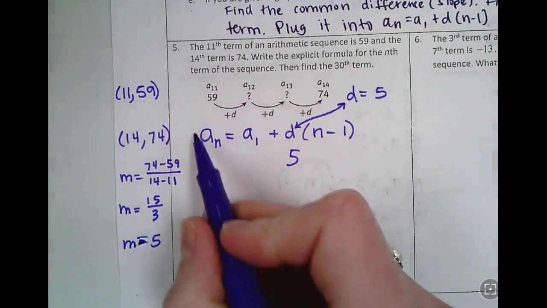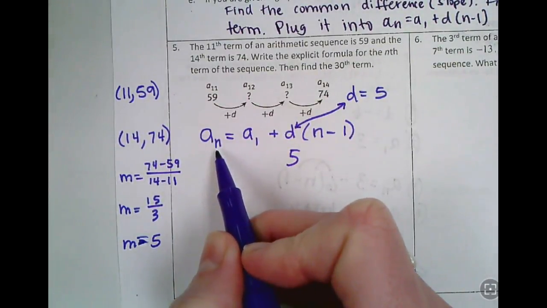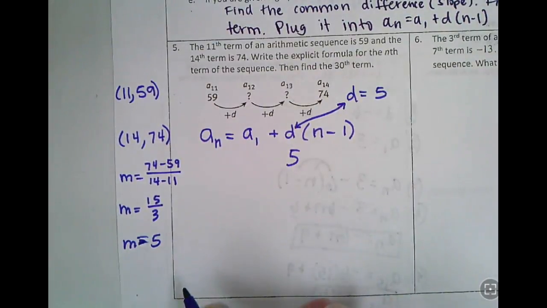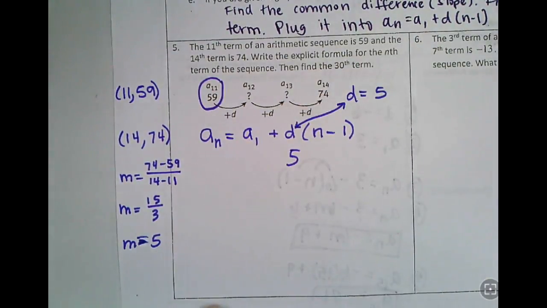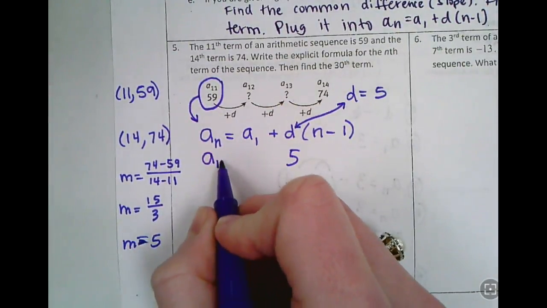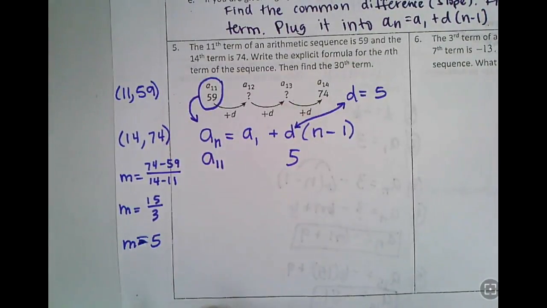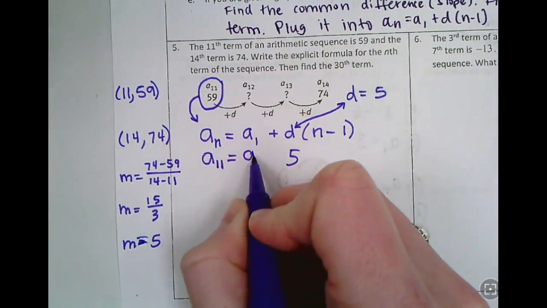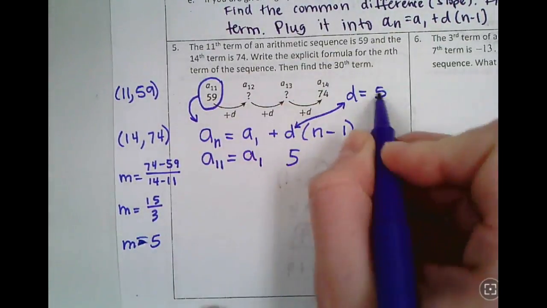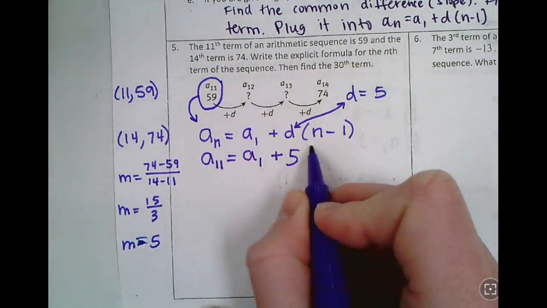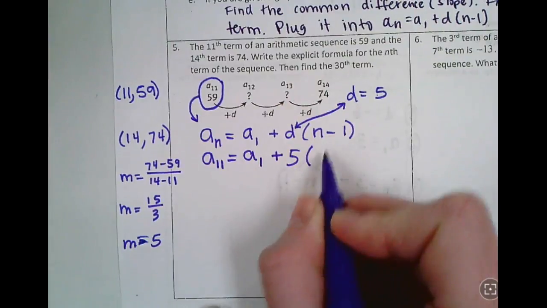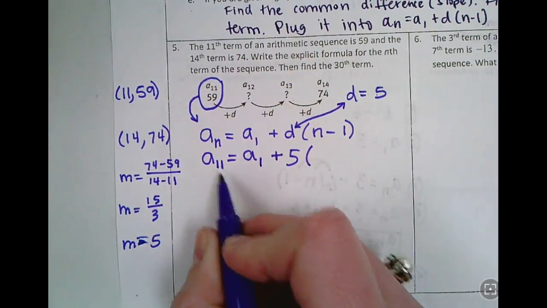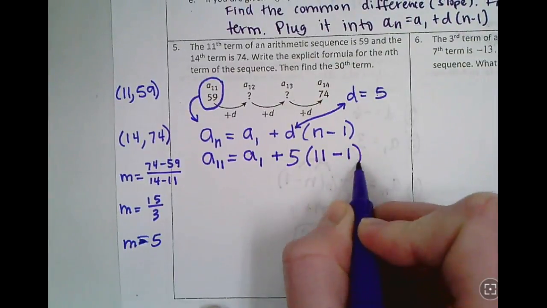The next thing I know, a sub n means any term in the sequence. Well, I know 2 of them. It doesn't matter which one you pick, but I'm going to use the first one given. So I know that a sub 11 is equal to 59. So I'm going to use a sub 11 for my a sub n. Now I don't know what my first term is, so I'm going to put a sub 1. This is a positive 5. And then once again, my nth term that I was looking for is the n in the equation. So I know the 11th term, so I'm going to put 11 in the equation.